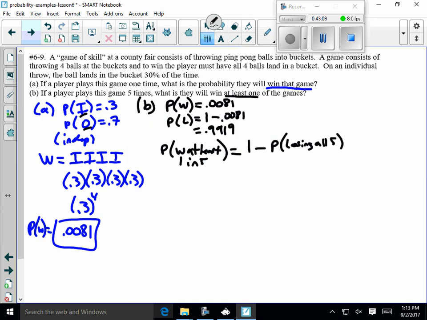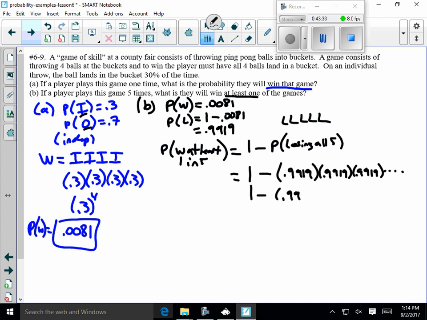That's actually easier to find because what we're talking about here is we're playing 5 games and they have to be lose and lose and lose and lose and lose. So that probability of losing would be the 0.9919 probability, except we have to lose 5 games. So we would have 5 of these multiplied together, right? It's 1 minus 0.9919 to the 5th power. And that turns out to be 0.0398. So there's only about a 4% chance that you're going to win at least 1 game, even if you play it 5 times. Okay?